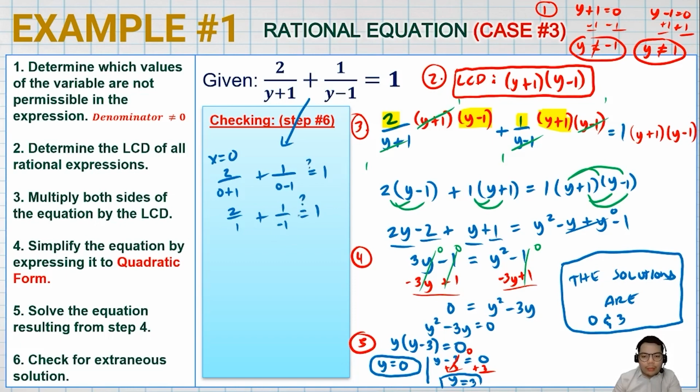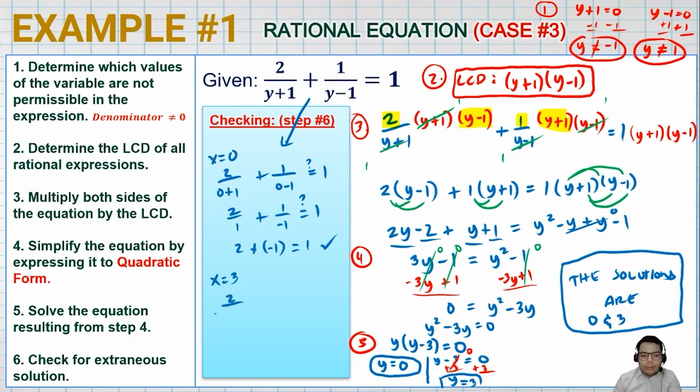Yan, di natin alam for this part. So, we have 2. Yan, 1 over negative 1 is negative 1. So, plus negative 1. Is it equal to 1? The answer is yes. So, pasok si 0 as our solution. Next, what if x is equal to positive 3? So, tingnan natin. Once again, we'll substitute it on the equation.